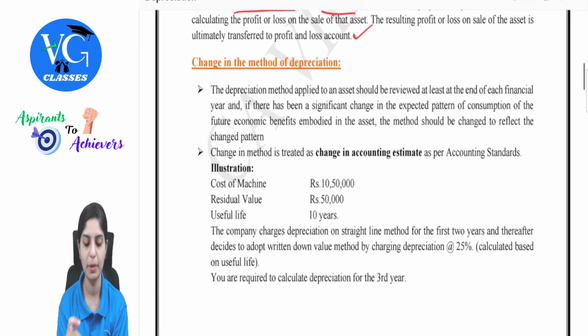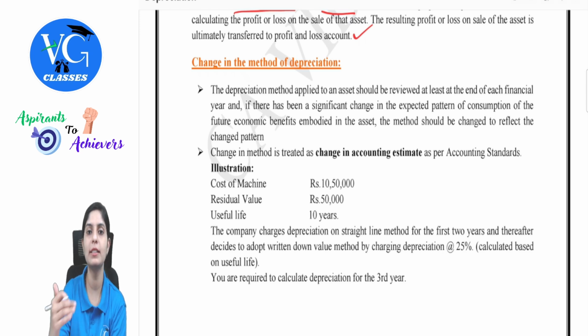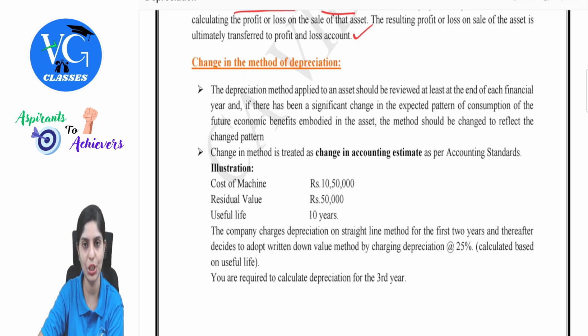Next, change in the method of depreciation. So it purely becomes a business choice to start with whichever method they feel is suitable. Over the period while they are following a particular method, there could be circumstances which demand a change. At that point of time, what is the treatment we need to provide for the asset account?